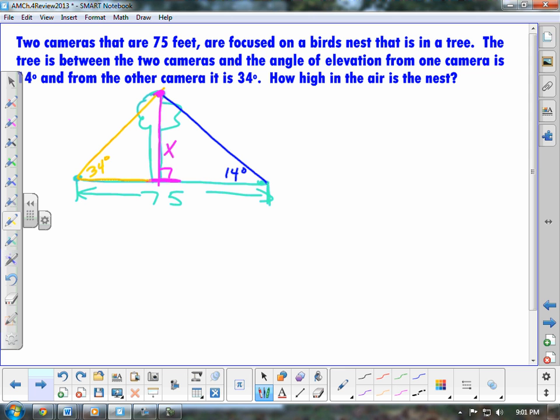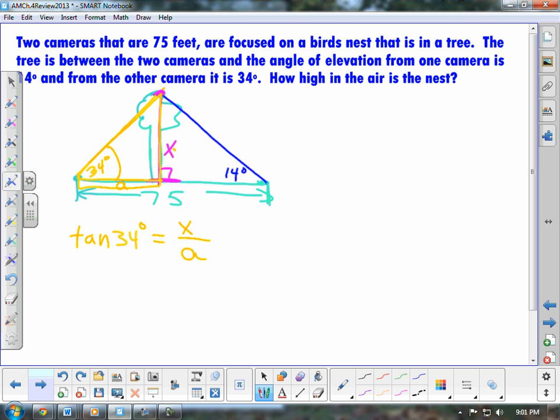Well, if you look at the yellow triangle, you're trying to find x. If you have this 34-degree angle, you need to know this distance right here, which we do not know. So let's call this another variable. Let's call it a. And so then to figure this out, you would say tangent of 34 is equal to x over a.